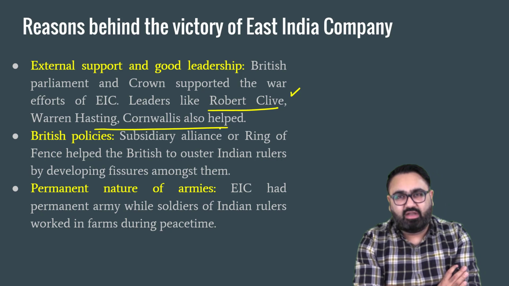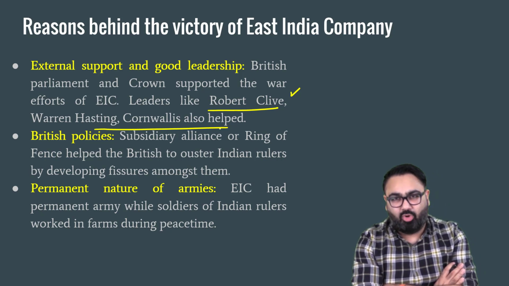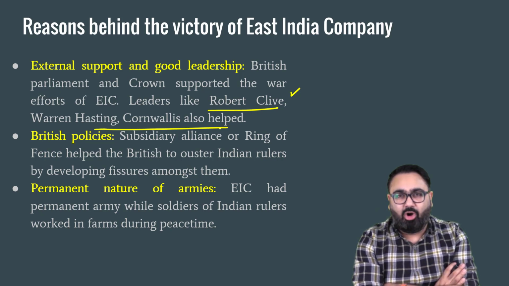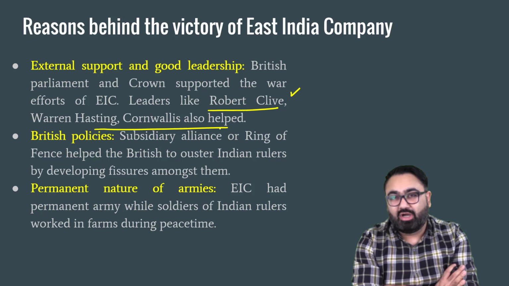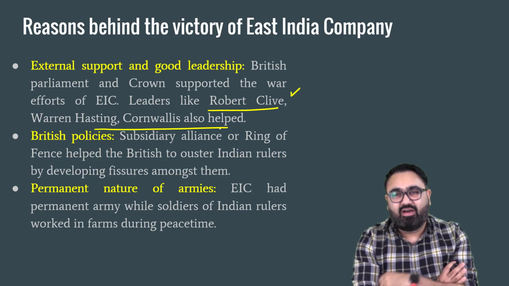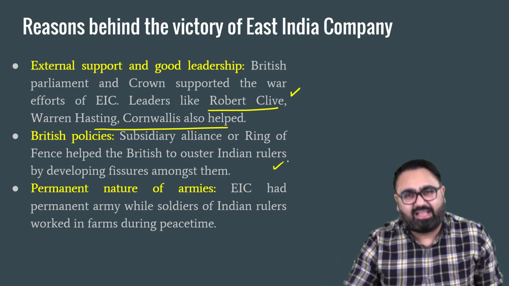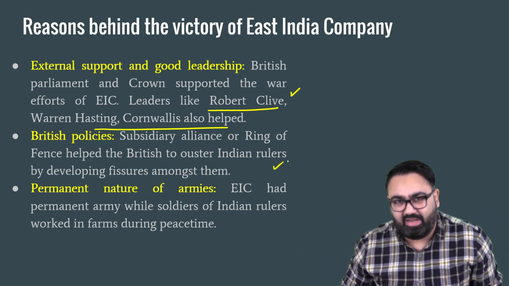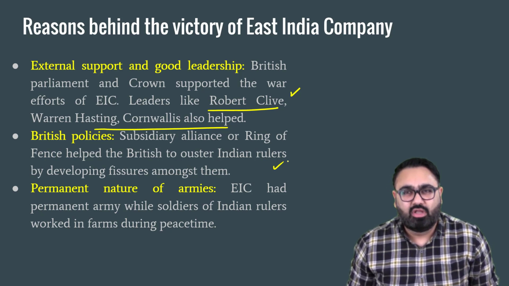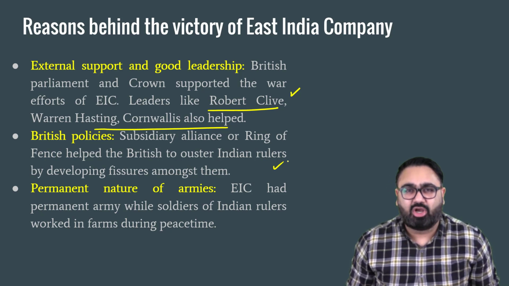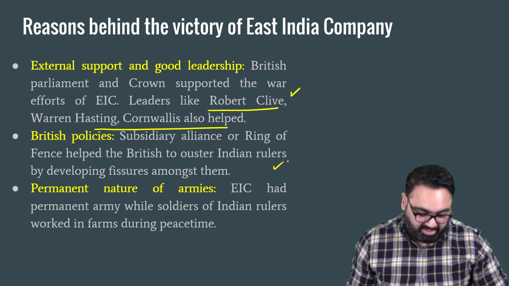The British East India Company was entirely backed by the British Crown. So they did not have any dearth of money, or any dearth of support. Whatever they wanted was supplied to them by the Crown and by the British government. Their policies of dividing the rulers made sure that there was never a united front, never a time that multiple rulers came together to fight against the British, except the First War of Independence, 1857. But that also was not very successful because not the entire country fought against the British.